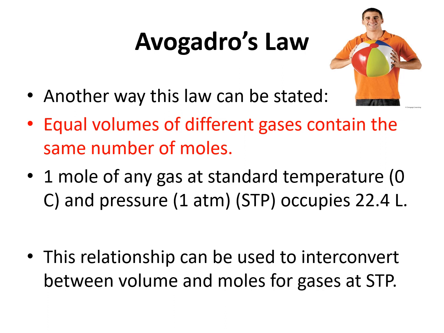You may have been wondering why there's a picture of a man holding a beach ball on the slide. Well, a beach ball is about 22 liters in volume, and so that will contain 1 mole of gas. Of course, it's mostly filled with air, which is a mixture of nitrogen and oxygen. We can use this relationship when we are at standard temperature and pressure, STP, to interconvert between volume and moles.